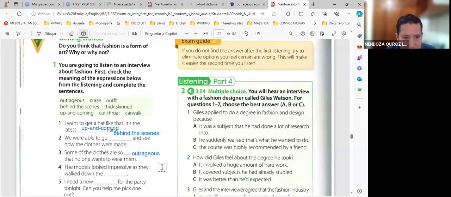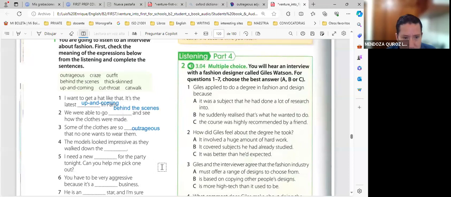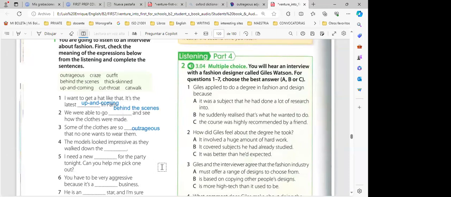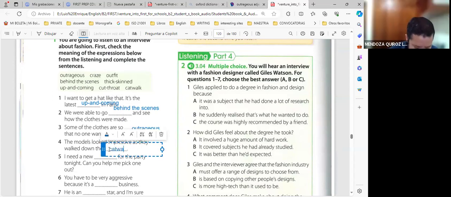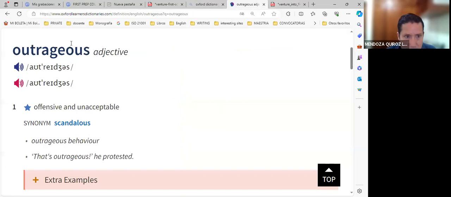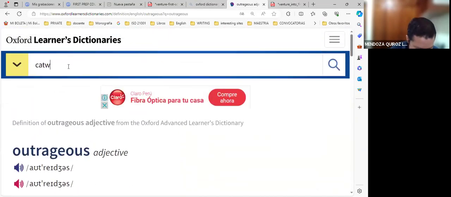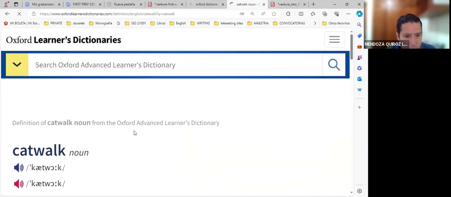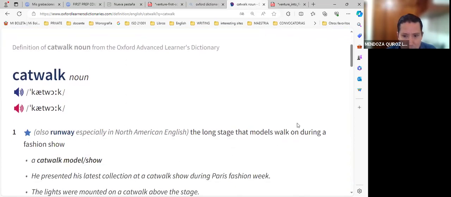Number 4, Andrea: the models looked impressive as they walk down the catwalk. Don't forget the catwalk. What is it? Catwalk, runway. Yeah, the long stage that models walk on during a fashion show, no? In Spanish, it's pasarela. Yeah, a catwalk model or a catwalk show. Nice.